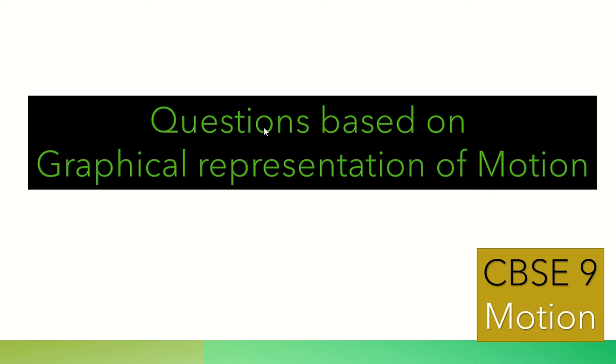In the previous video, we have already discussed how to analyze different types of graphs and how to find out some values. For example, from a displacement time graph, how do we find out velocity? And from a velocity time graph, how do you get acceleration and distance traveled and displacement?